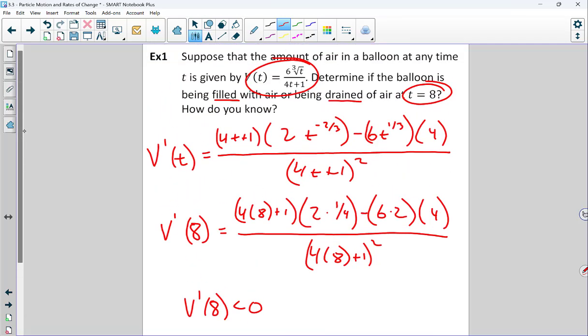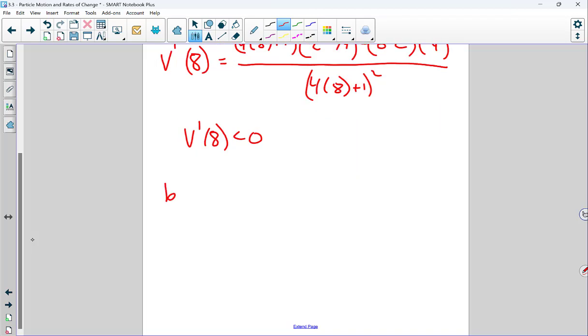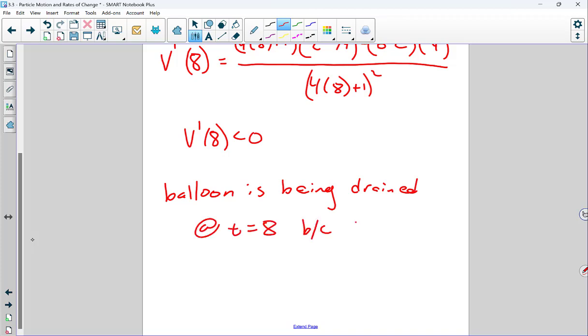So the question is, determine if the balloon is being filled or drained at t equals 8. Balloon is being drained at t equals 8 because V prime of 8 is negative. Final answer. Now, while we're on these application problems, as is always the case, I want you to solve the problem by hand and then check your answer with a calculator.